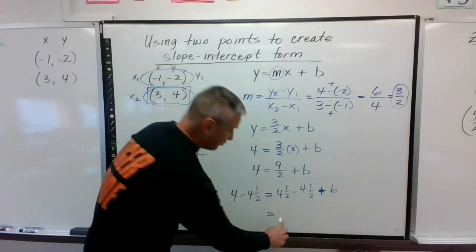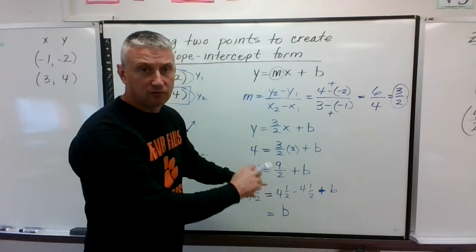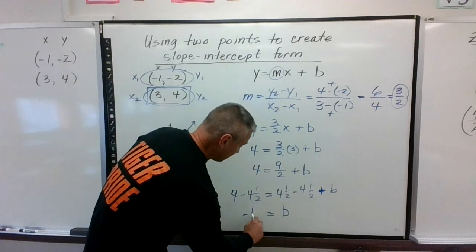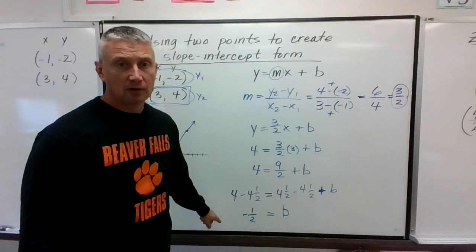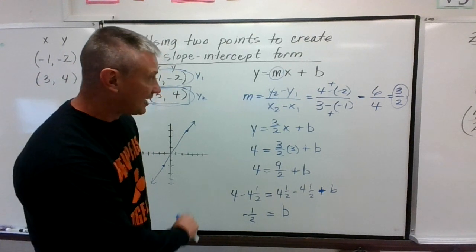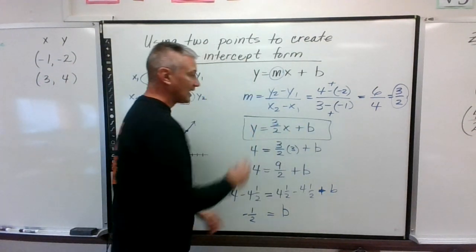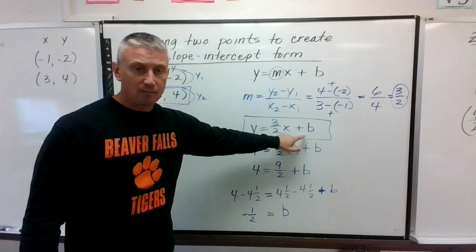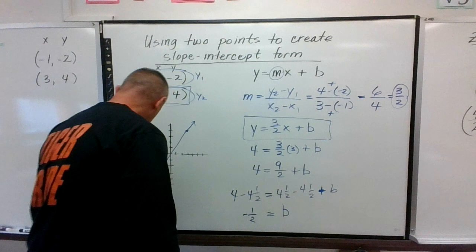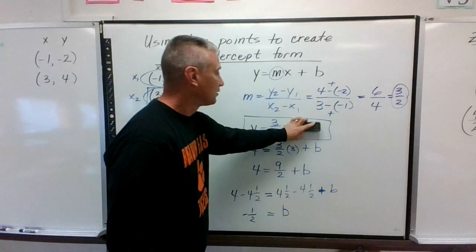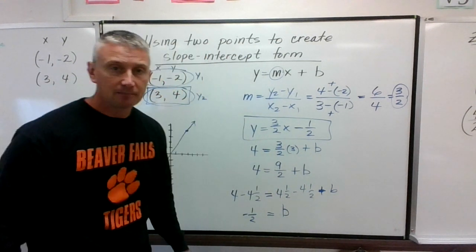I will be left with just a b over here. And over here, I will be left with 4 minus 4 1/2, which will leave you with negative 1/2. Okay, so here's what that means. If I come back up here, I now know that the b is no longer going to be the b, because we just figured out b equals negative 1/2. So I can get rid of this b and I can put minus 1/2 right there.